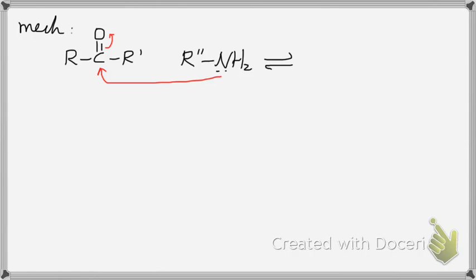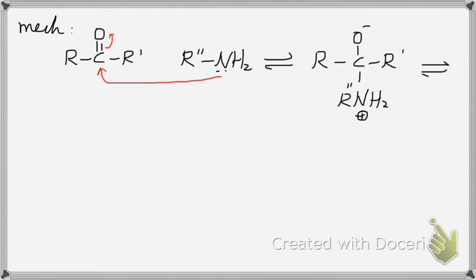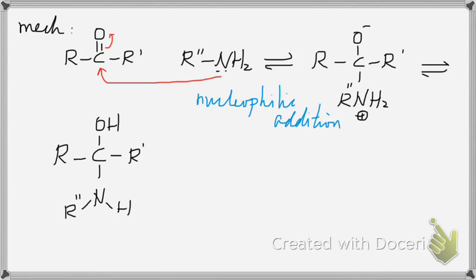The first step in the mechanism is the nucleophilic addition of the primary amine to the carbonyl carbon. This will break the C=O double bond and give the tetrahedral intermediate. And the next step will be a proton transfer. So the positively charged nitrogen will give its proton to the negatively charged oxygen. That gives the neutral tetrahedral intermediate, and this completes the nucleophilic addition step.